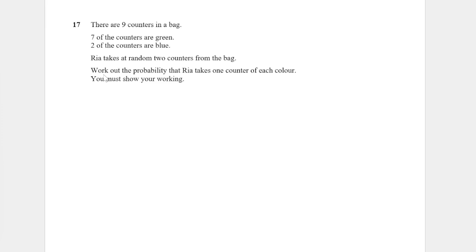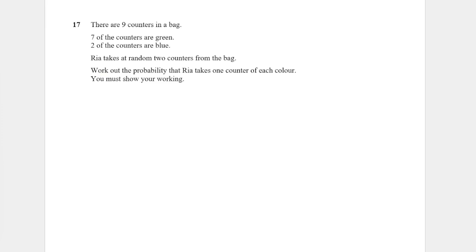Okay, question 17. There are 9 counters in a bag. 7 of the counters are green, 2 of the counters are blue. Ria takes at random 2 counters from the bag. Work out the probability that Ria takes 1 counter of each colour. You must show your working. So in effect, we'll go straight into this. Sometimes with these questions, it's easy to work out the kind of the not happening and then take it away from 1, but it makes very little difference here.